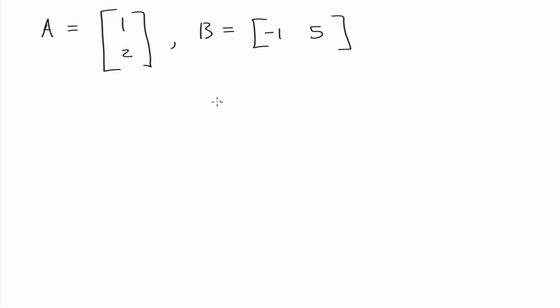Let's do another one. Now I'm going to do my matrix A is going to be a column vector, just a single column vector, 1, 2. And now I'm going to do a matrix B. I'll call it -1 and then 5. Okay, so here this is what we call a column vector. And here, of course, this is actually just a single row vector. All right, so let's multiply these together.